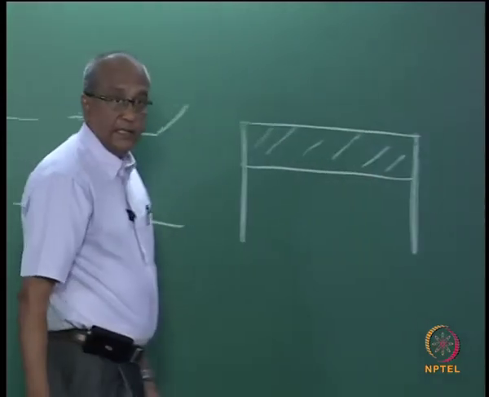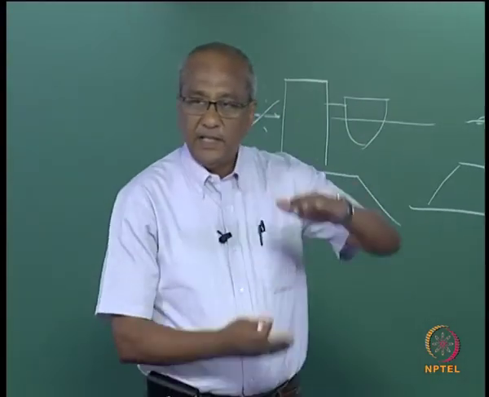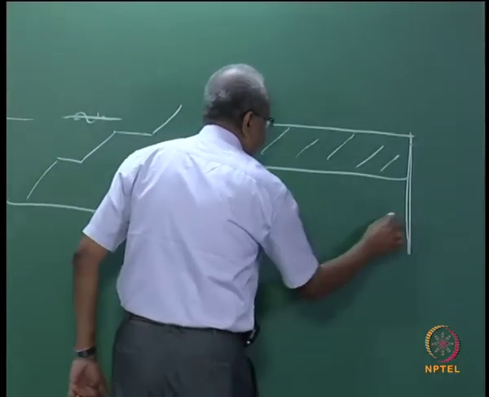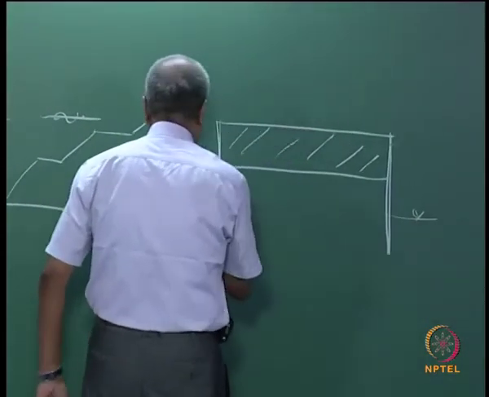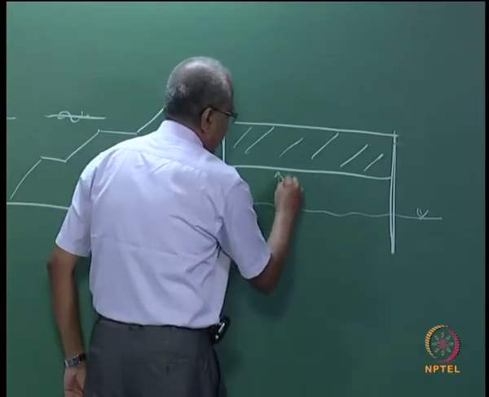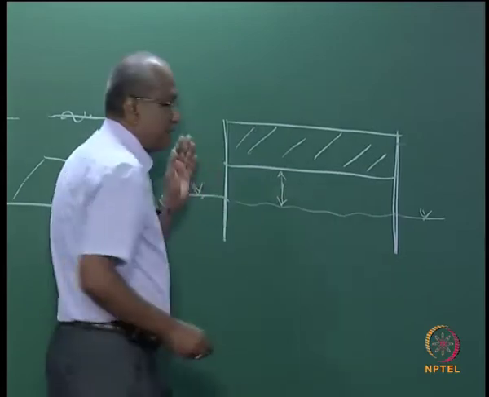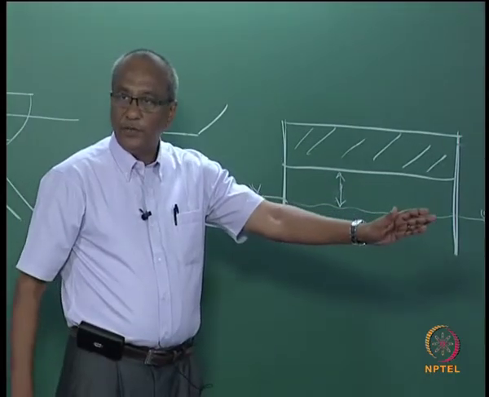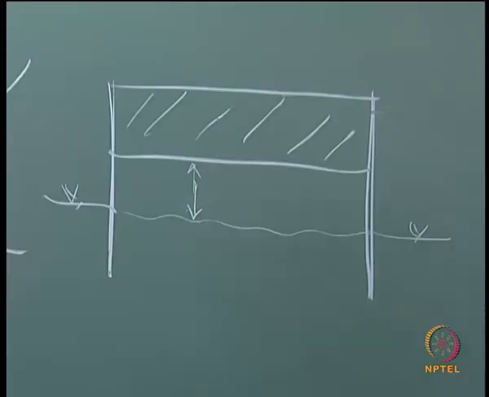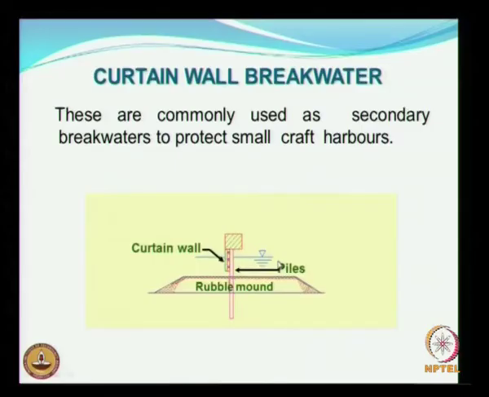This is the skirt. Okay, the skirt can be as small as possible. Maybe this is going deep into the seabed. So this will be the only gap through which the energy can move. Okay, because of this obstruction, most of the energy is getting reflected back. So the energy which will be escaping under the skirt may be less, and hence this can be used as a skirt breakwater.